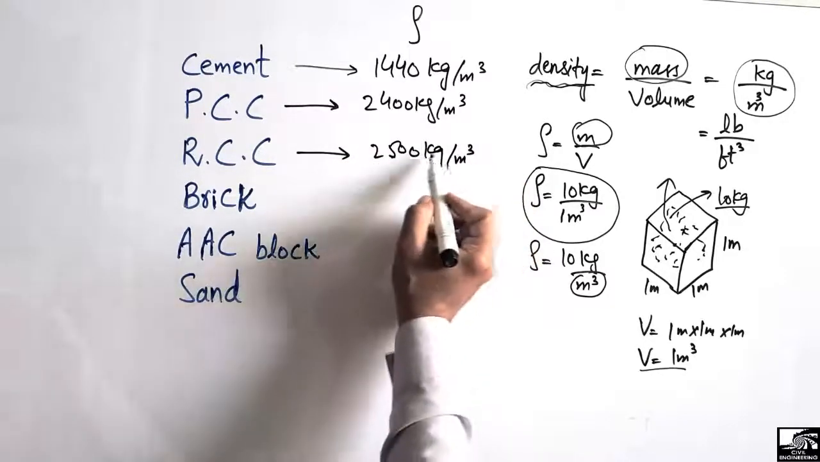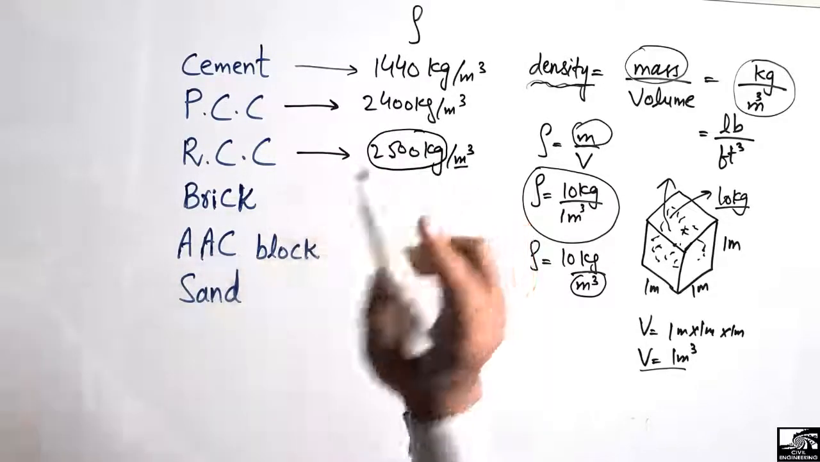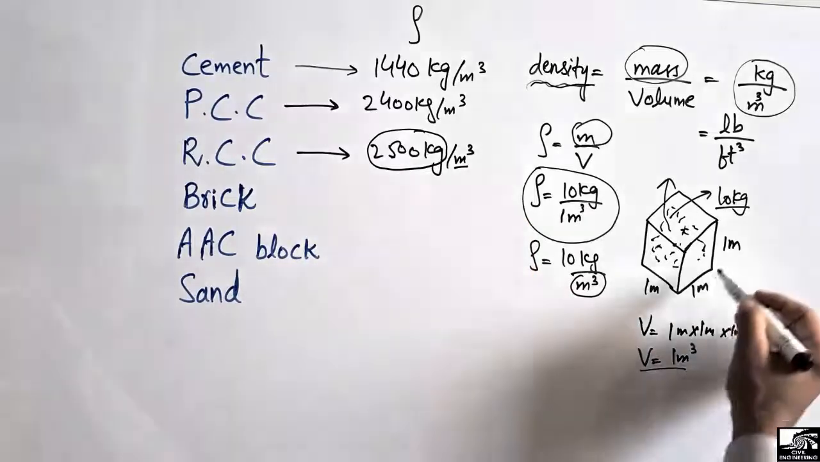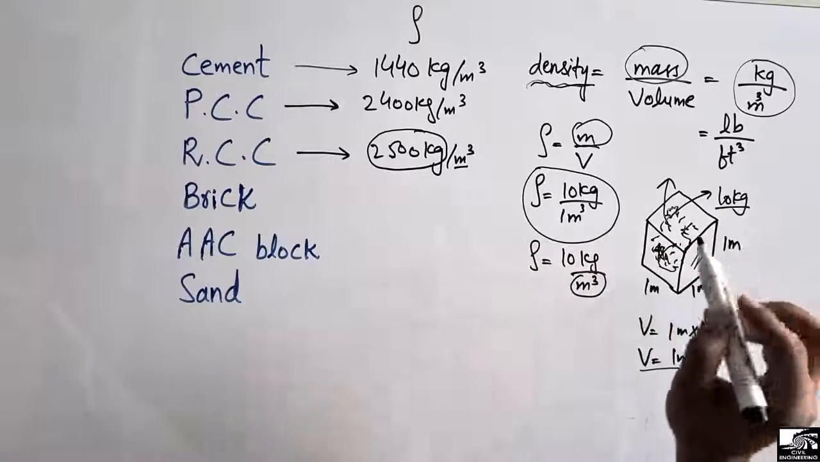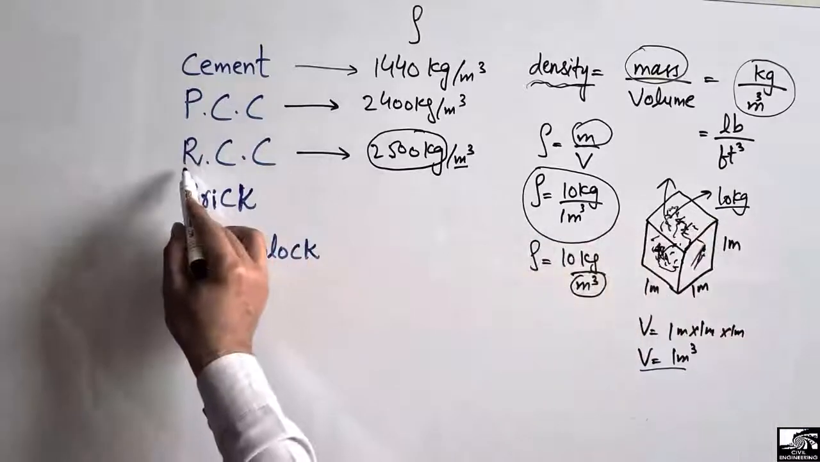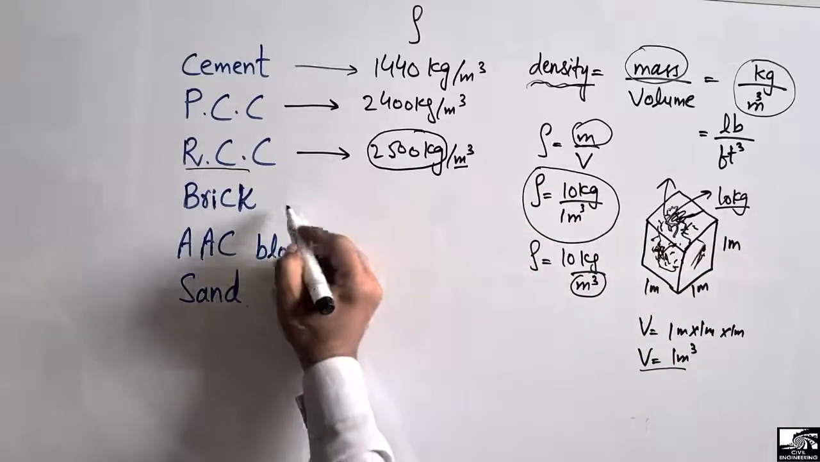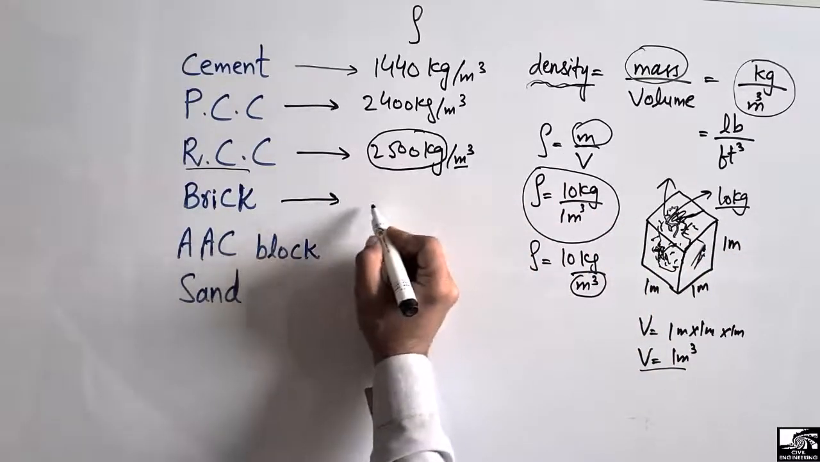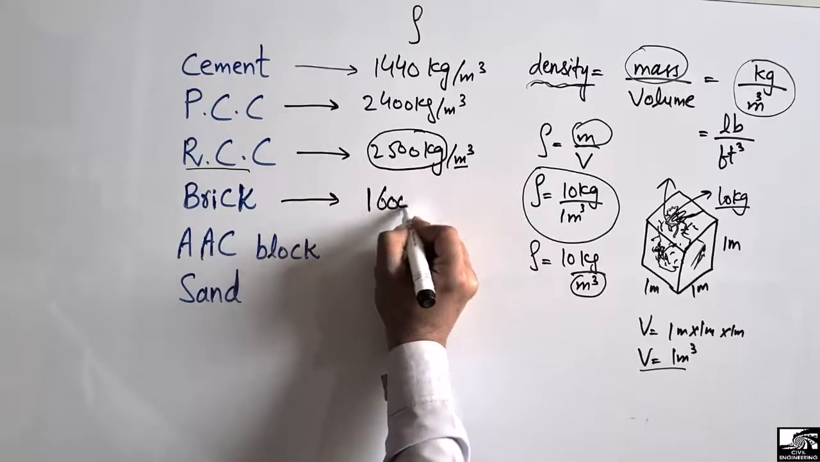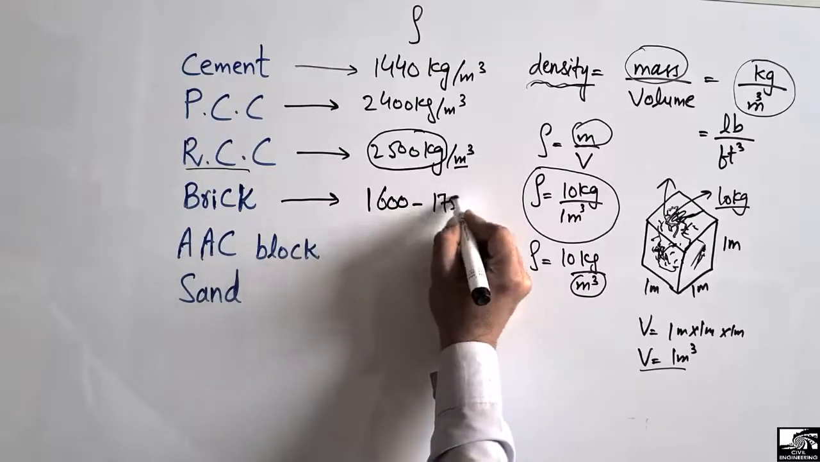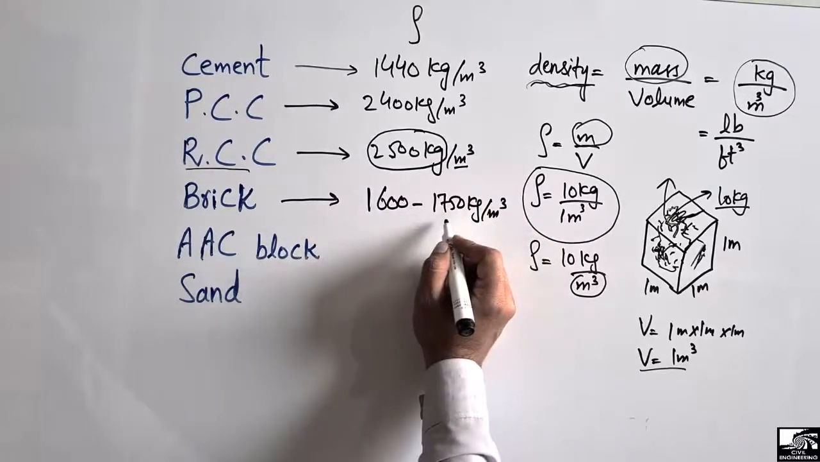It means that 2500 kilogram of mass is present in 1 cubic meter of volume. If we have this 1 cubic meter volume of the box, then it will have a mass of RCC of 2500 kilogram. Similarly, bricks have a density of 1600 to 1750 kilogram per cubic meter. This is the general range for brick density.